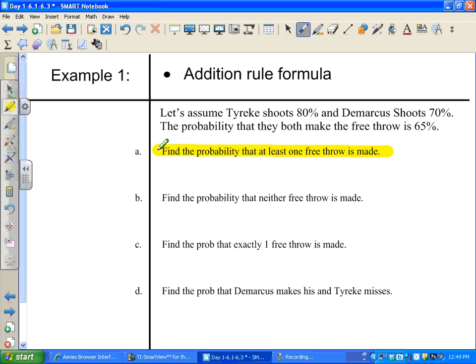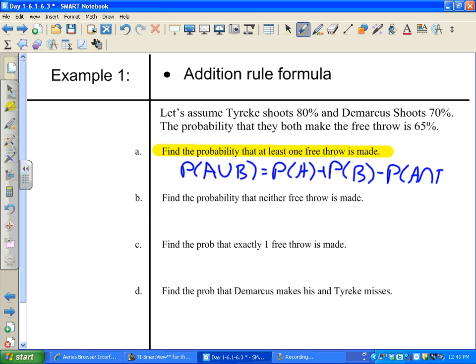If you've been tuning in with me, that should read to you as a union. Tyreek can make one, they both can make one, or just DeMarcus can make one. That's a union. So reading into stats, this asks for a union. We know the union, I just gave you that formula. The probability of A or B, union, is the probability of A plus the probability of B minus the probability of A and B. So for this part, that is a straight plug and chug formula. I'll do this on another page so I have a little bit more room.